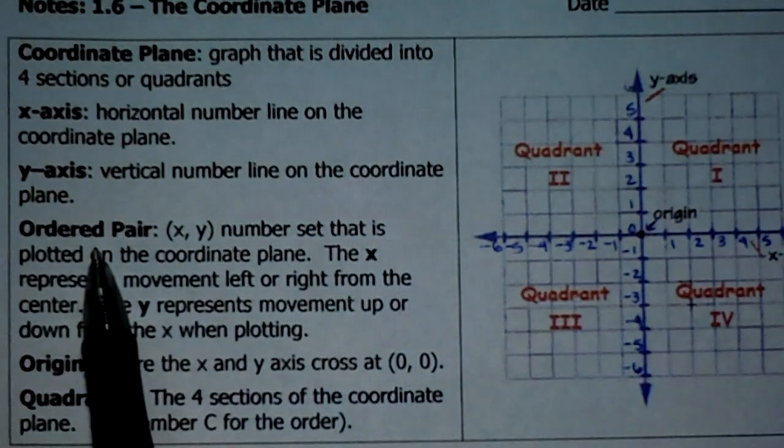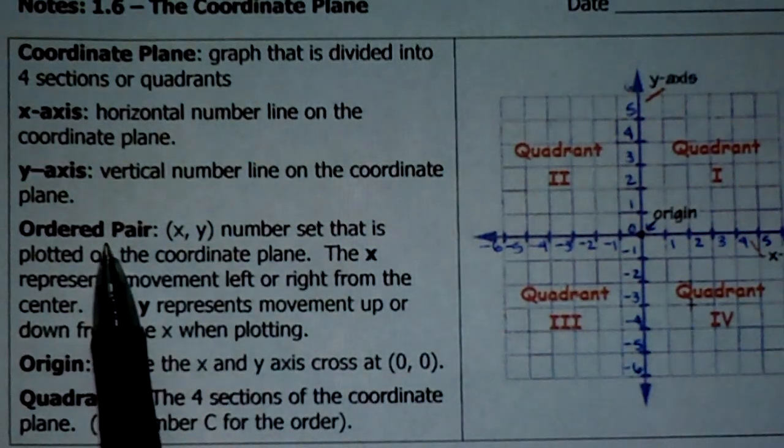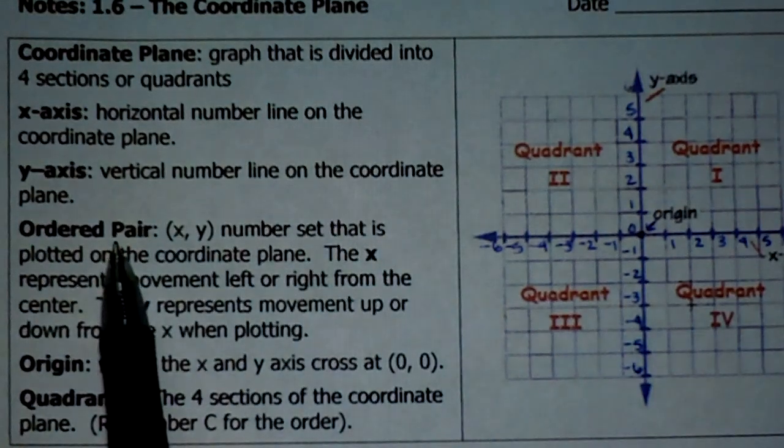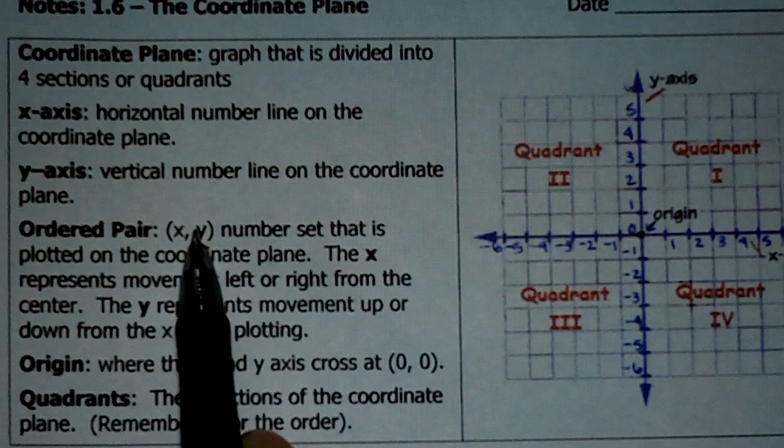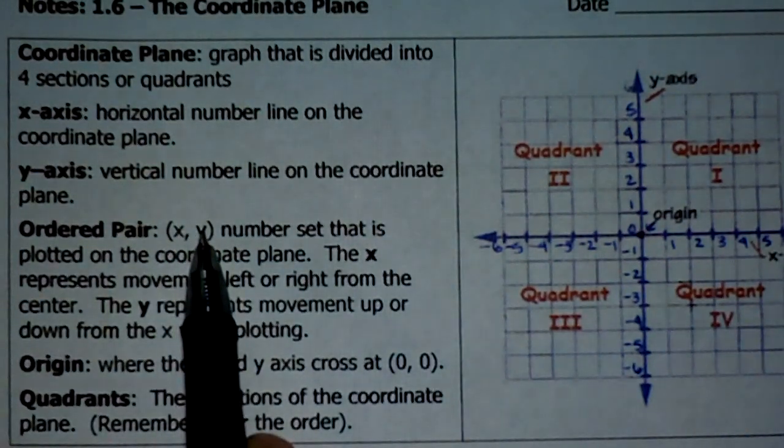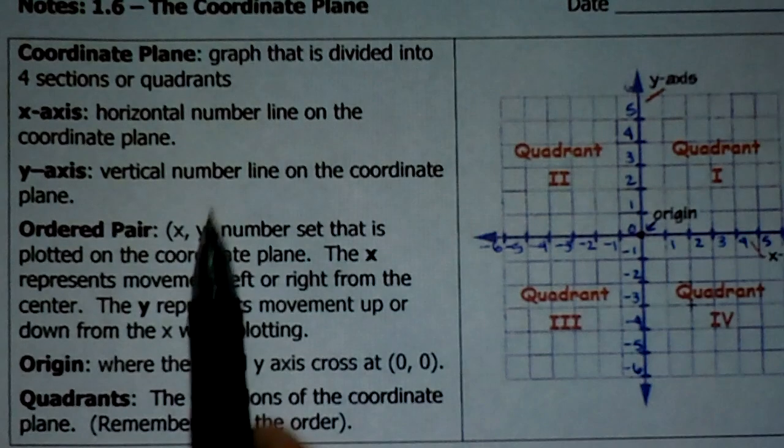All right, we also have directions on how to get to certain places on a coordinate grid or a coordinate plane, and that's what an ordered pair is for. Here I have x comma y in parentheses. This means that the first number in an ordered pair tells me how far right or left to move. Positive would be right, negative would be left. And the second number in the ordered pair tells me how to move on the y-axis. Positive would mean up, negative would mean down.